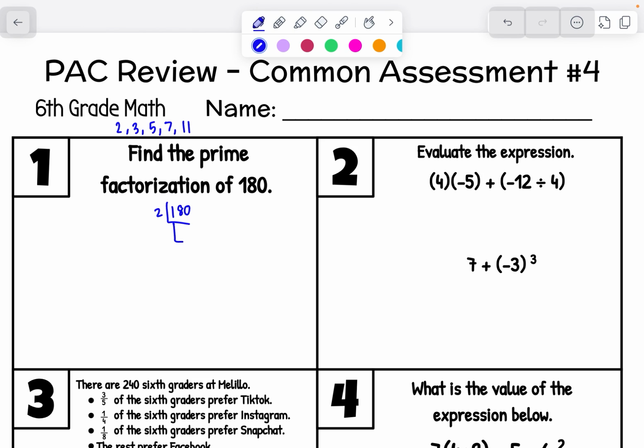And we would get 90. I'm going to keep going by 2. You could also do 3. You could do 5. But I'm going to keep going by 2. And you get 45. I'm going to keep going by 5 now. And I'm going to get 9.